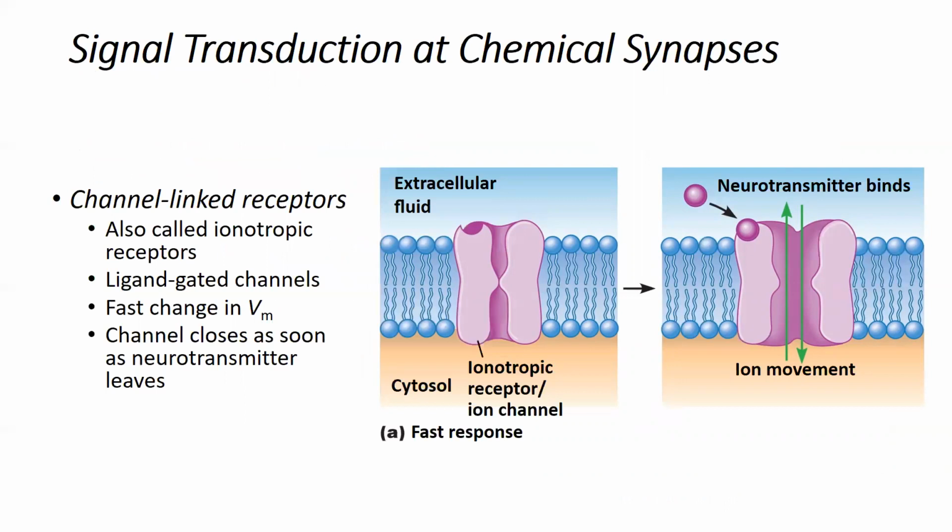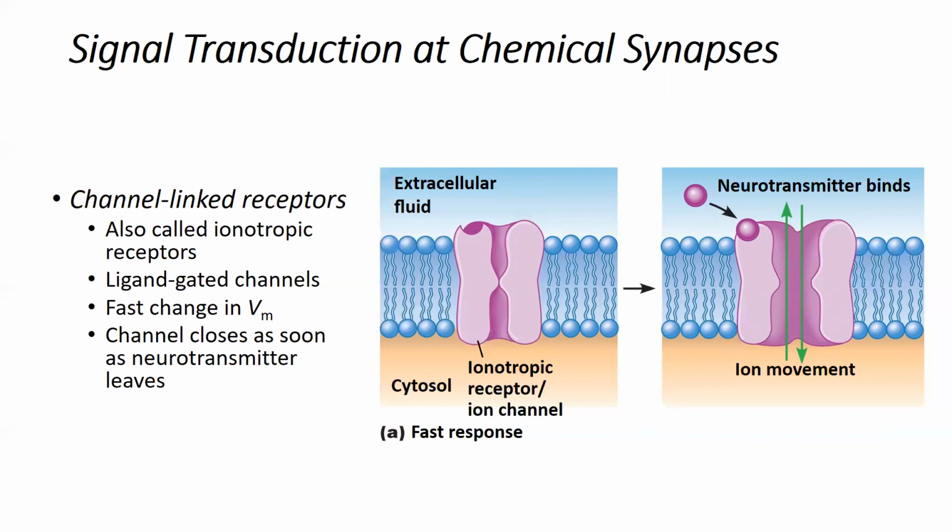So there are two types, or two speeds, of a synapse. There's a fast synapse and a slow synapse. We'll talk about the fast response of the synapse first. This is called a channel-linked receptor or an ionotropic receptor. And this is basically where there's a receptor in the membrane.